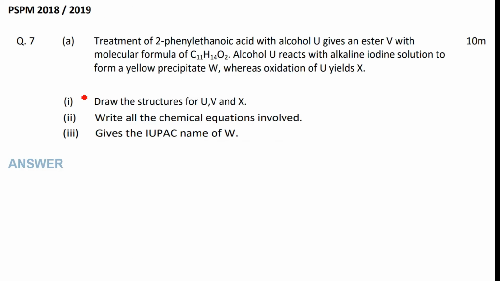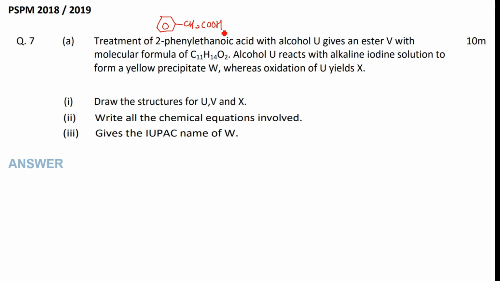Treatment of 2-phenylethanoic acid with alcohol U gives an ester V with molecular formula C11H14O2. Alcohol U reacts with alkaline iodine solution to form a yellow precipitate W, whereas oxidation of U yields X. Draw the structures for U, V, and X. Write all the chemical equations involved. Give the IUPAC name of W.